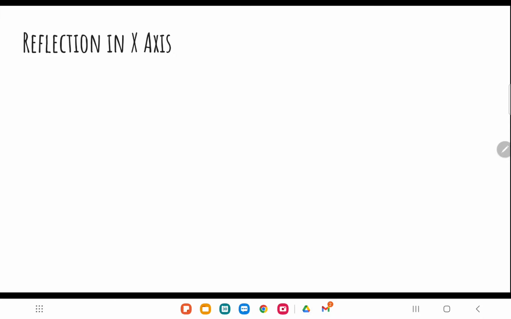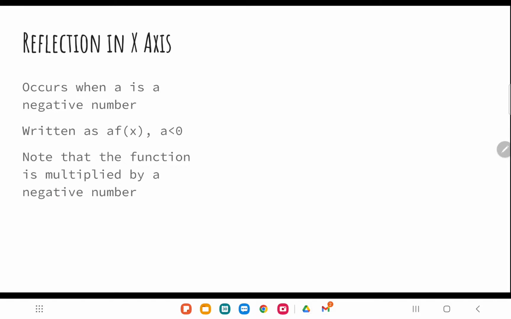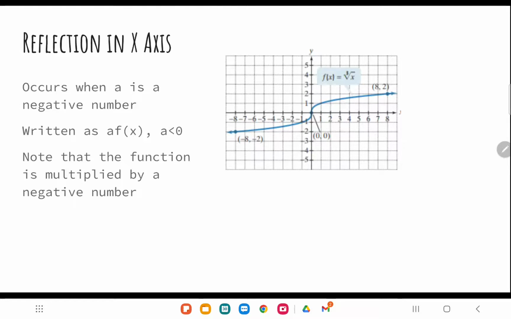Functions are also reflected in both the x and y axis. The reflection in the x-axis occurs when a is a negative number. This is written as a times f of x with a less than 0. Again, the function is being multiplied by a negative number. This causes the reflection. Here we see a cube root function.